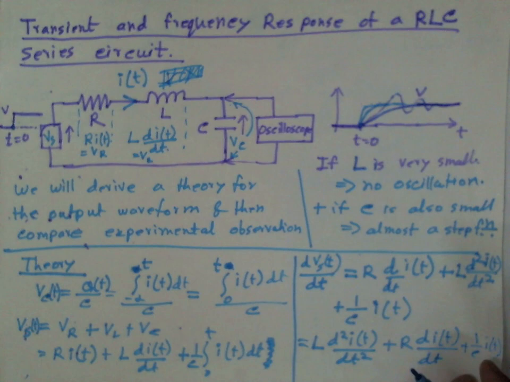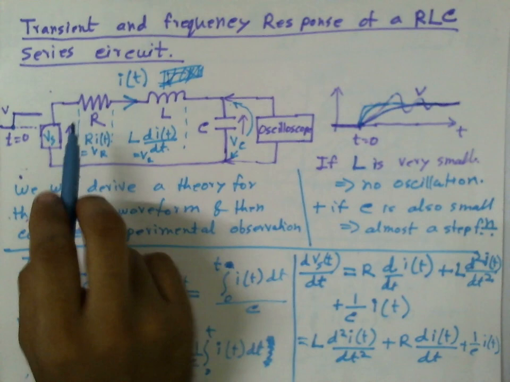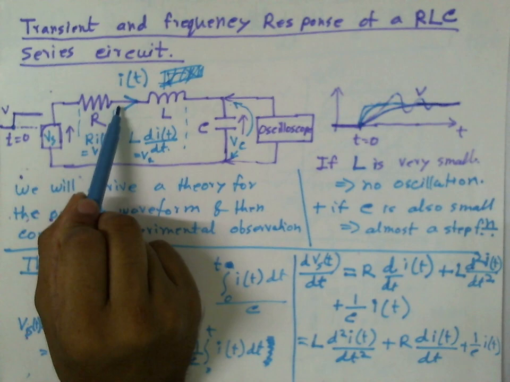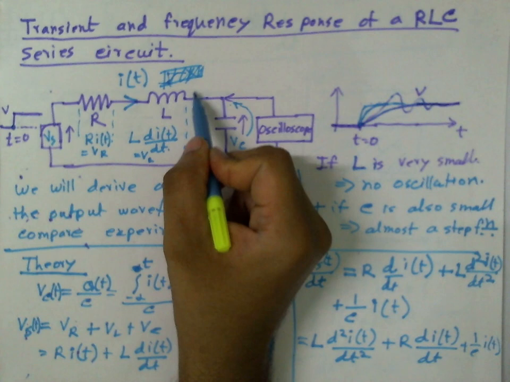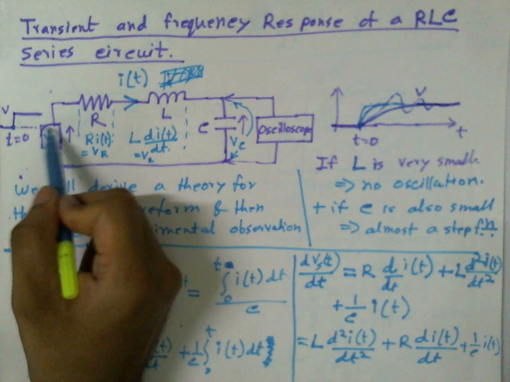What we know is that the voltage across the capacitor initially was zero, because the capacitor was uncharged. And initially at t equal to zero, the current is also zero. That's the first boundary condition. So if this current is zero at the very beginning, then the voltage across this resistance will also be zero. So this voltage is zero at t equal to zero. The only voltage which is non-zero is this inductor voltage, right?